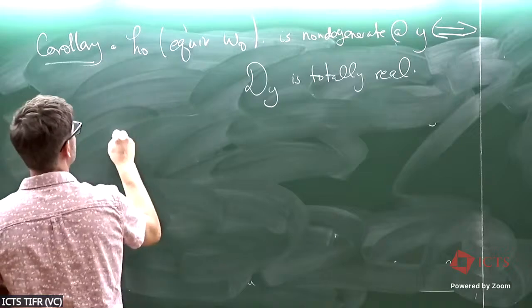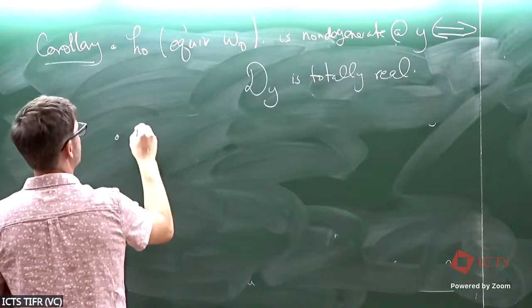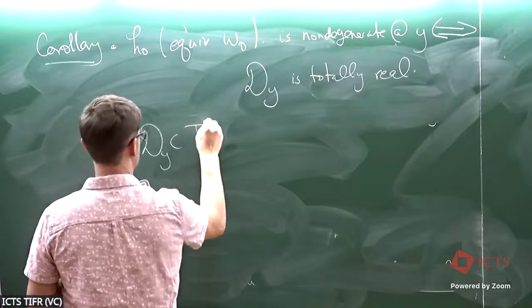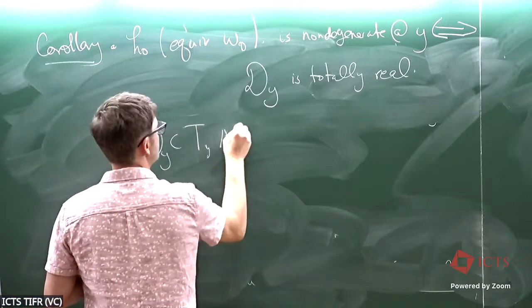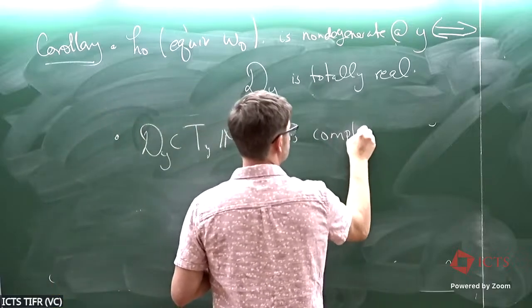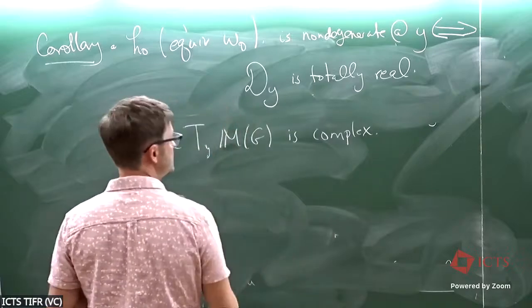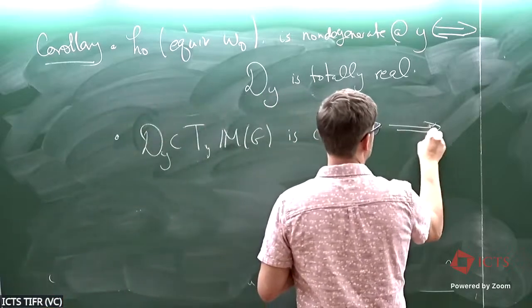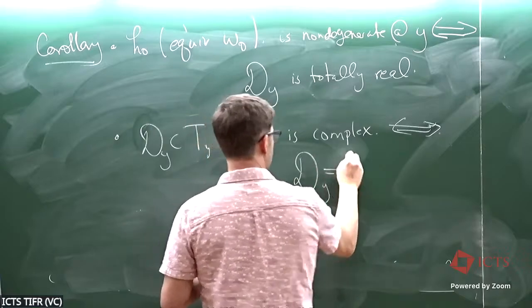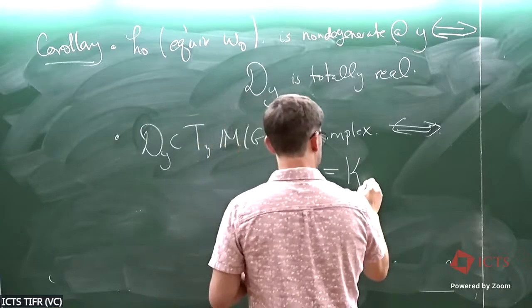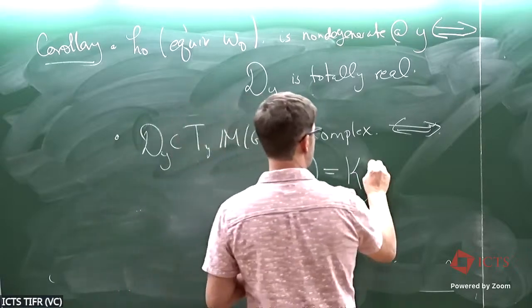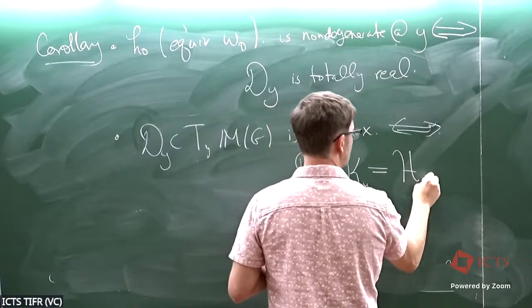And the second part is my isomonodromic distribution is a complex subspace here if and only if the isomonodromic distribution is equal to the kernel of this form. So it's as degenerate as possible at this point, and that's equal to the horizontal distribution.